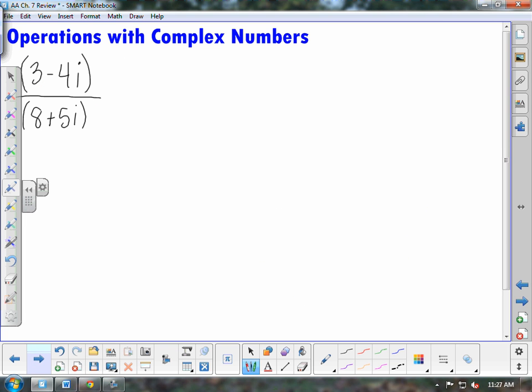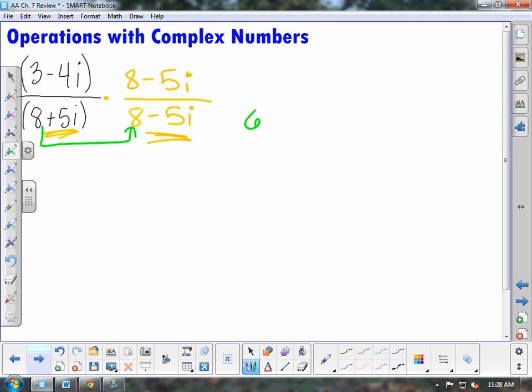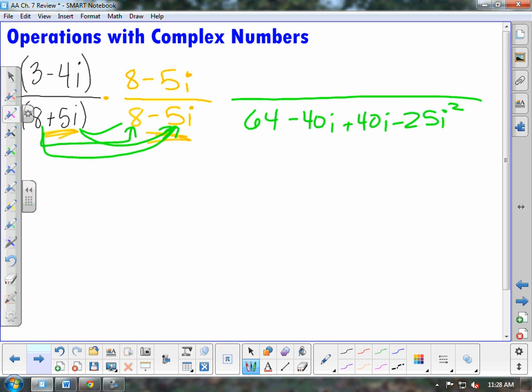Then with dividing complex numbers, just like with square roots, you have to get i out of the denominator, so we have to multiply by a form of 1, which in this case is going to be 8 minus 5i. These two things are called conjugates. So now we multiply. In the denominator, 8 times 8 is 64, minus 40i, plus 40i, and minus 25i squared.